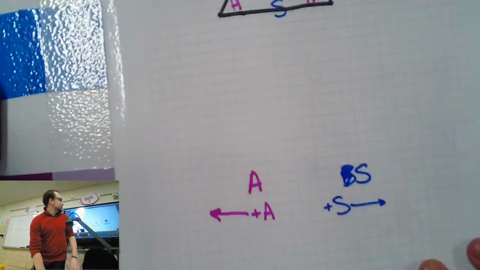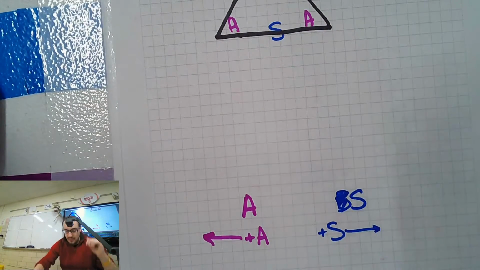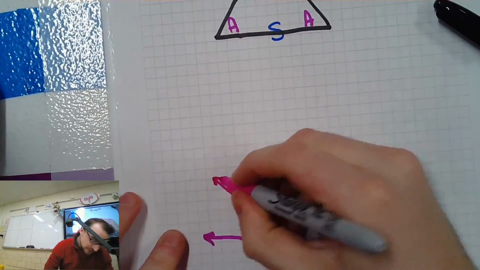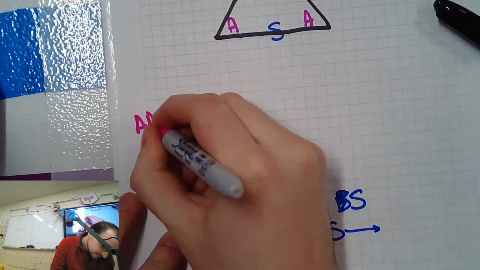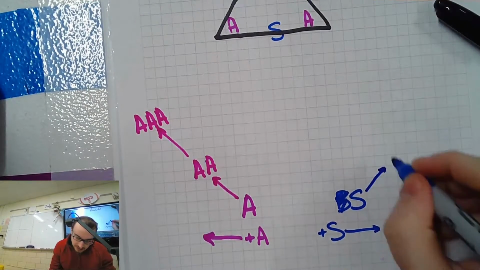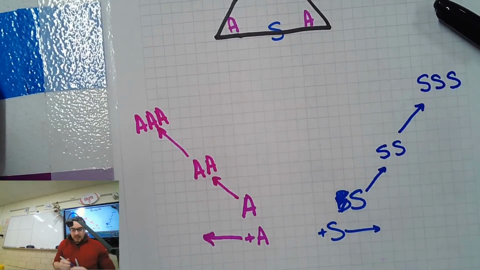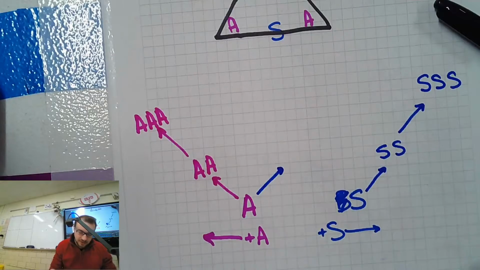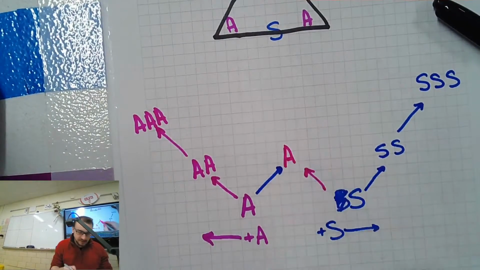Let's fill this out. Alright, the first thing I'm gonna do is keep moving to the left and get double A and triple A. I just went back and forth. That works too. I'm also gonna get double S and triple S. Now if I move to the right here and the left here, I get the same answer. What do I get? AS.